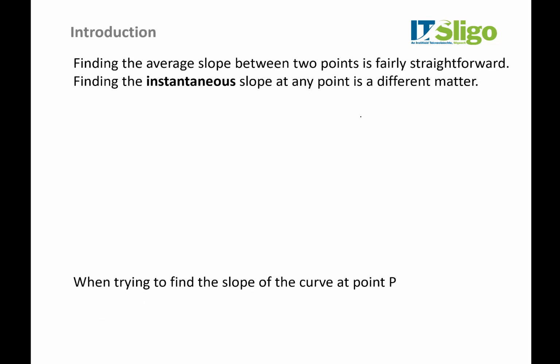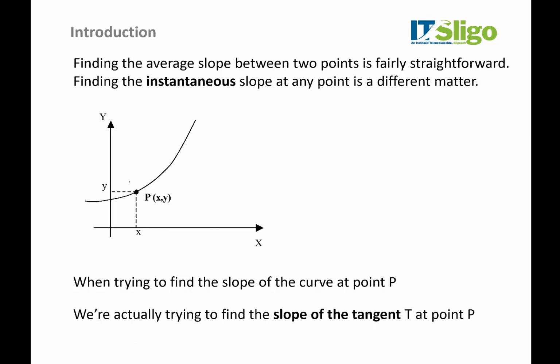So what we're trying to do is find the slope of a curve at a point P. So here's the curve, and we're particularly interested in what's the exact slope at that point P. Mathematically, what we're trying to do is find the slope of the tangent t at point P. We want to find the slope of that tangent. And we're going to take a look at a fairly simple example first, a ball being thrown, and then we're going to transfer that knowledge back into a more general mathematical framework.